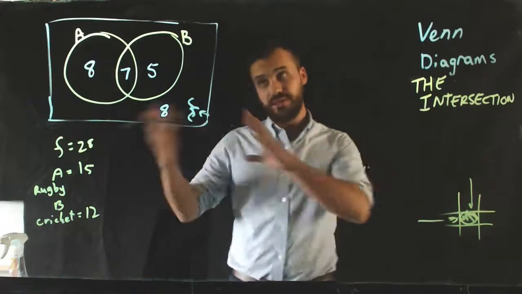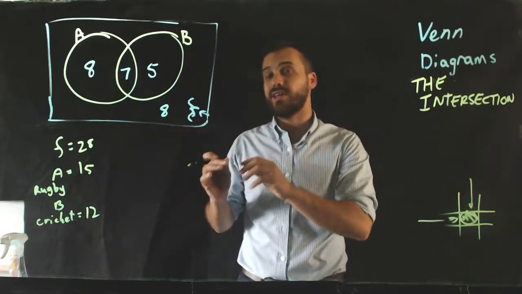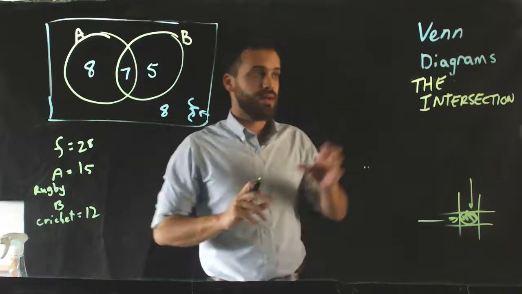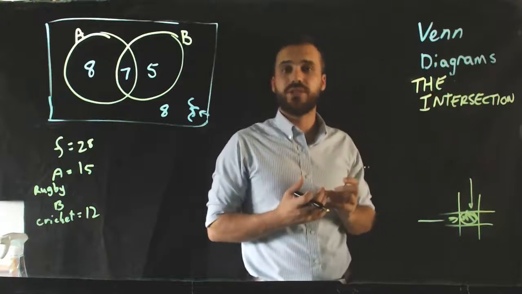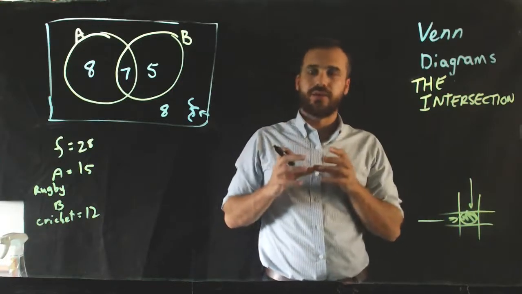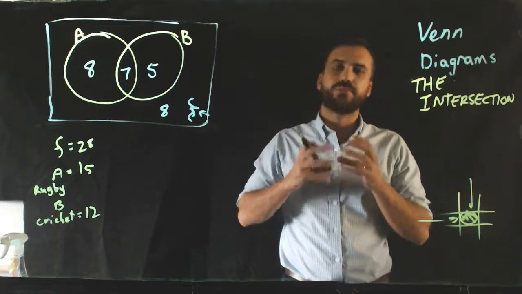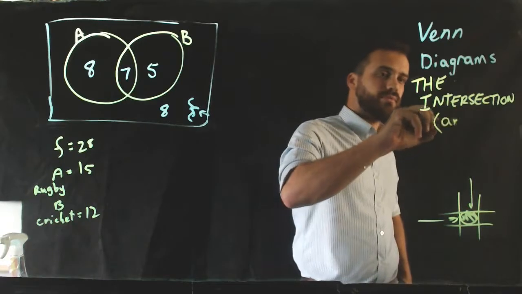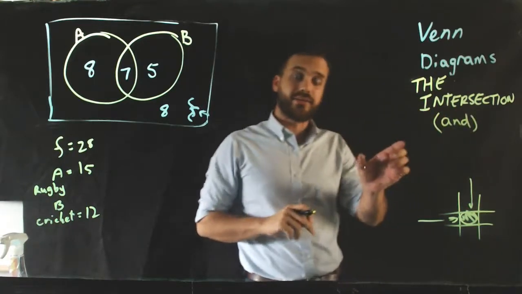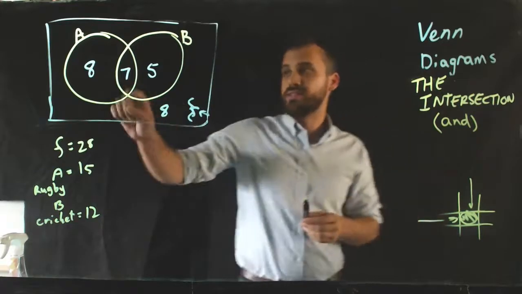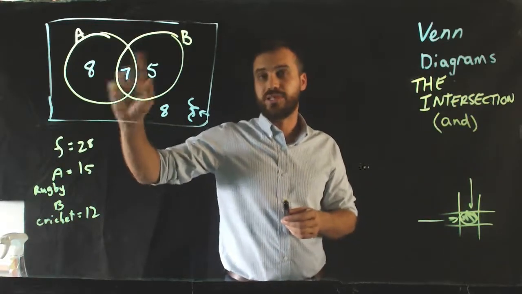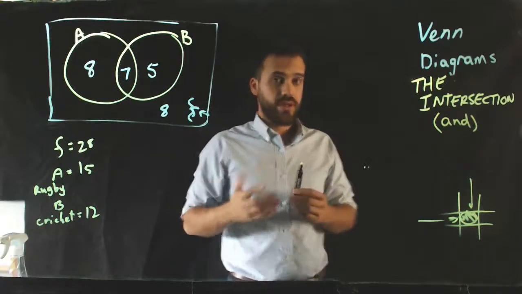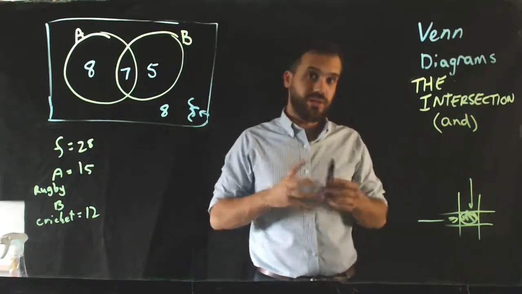Now you can probably guess, looking at your Venn diagram, where the intersection is. It's this part in here, where the number 7 is. Now, the intersection, in terms of the maths we're going to be doing, can also be approximated by a very simple word. And. Okay? So, these 7 people belong to set A and set B. Pretty straightforward.